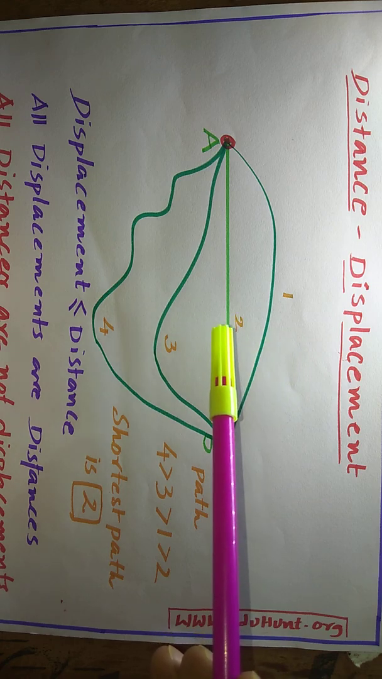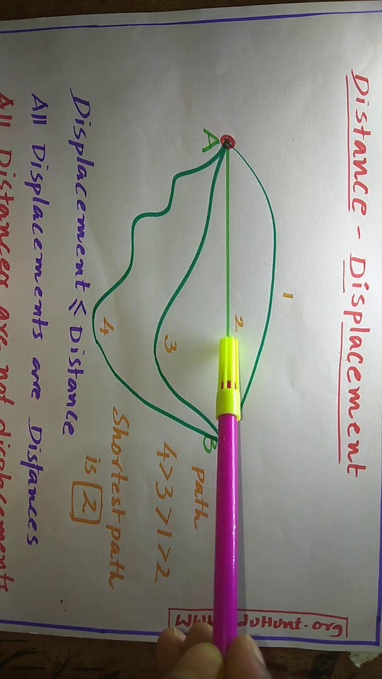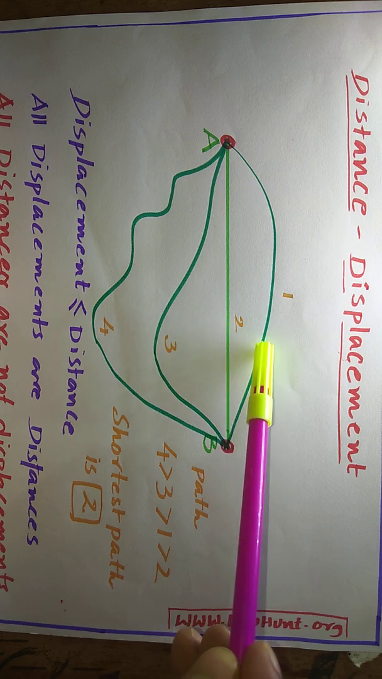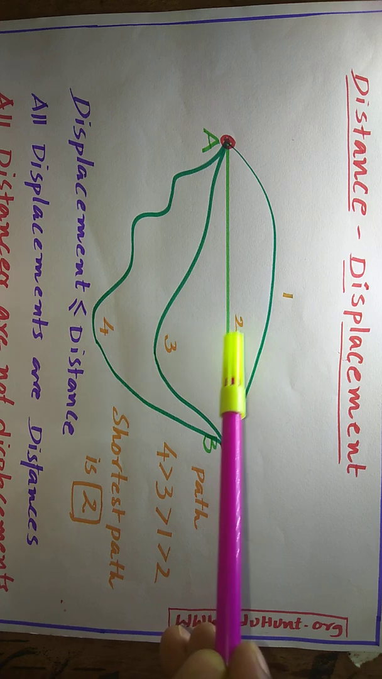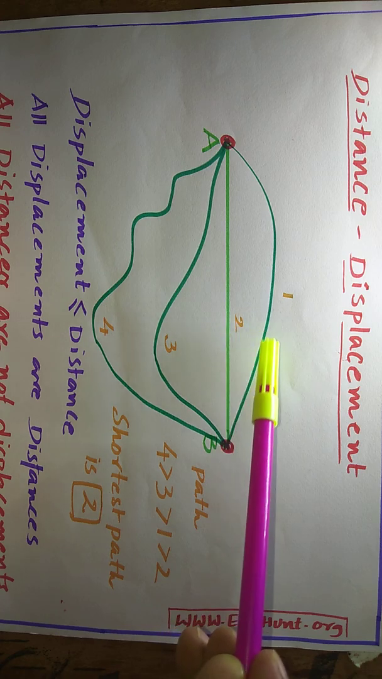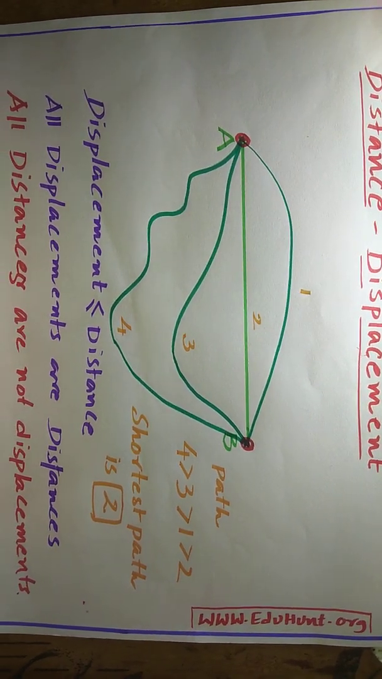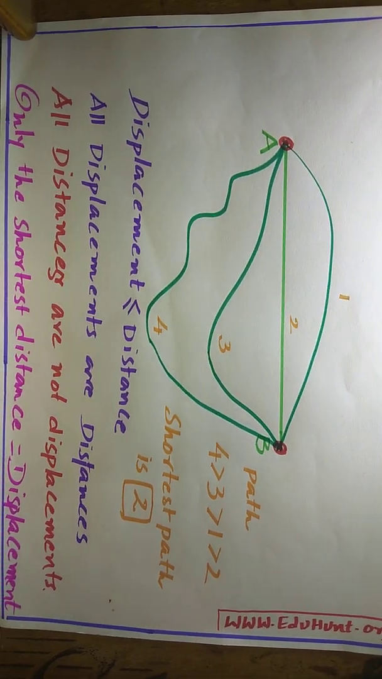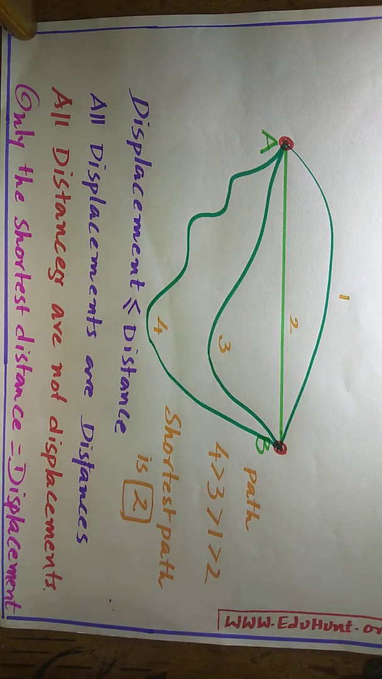So, now let us conclude. We can call displacement a distance, but we cannot call distance a displacement. All the displacements can be called distances, but all distances are not considered displacements. Only the shortest distance is called displacement. This is the end of the concept of distance and displacement. In the next video, let us discuss the numericals based on distance and displacement.